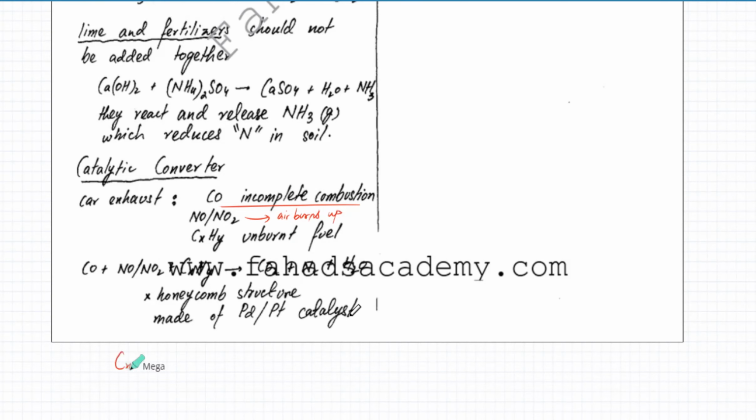So what happens is that your unburnt fuel and your carbon monoxide and your NO2 all react together in the presence of the platinum catalyst, which is the honeycomb structure. The carbon monoxide and the hydrocarbons turn into carbon dioxide and water. And the NO2 turns back into nitrogen. So this is the equation that's written over here.